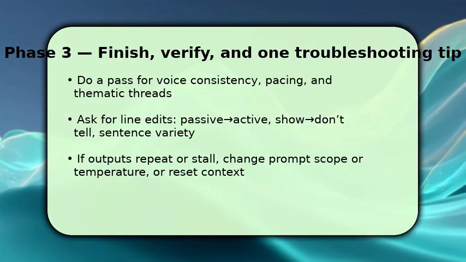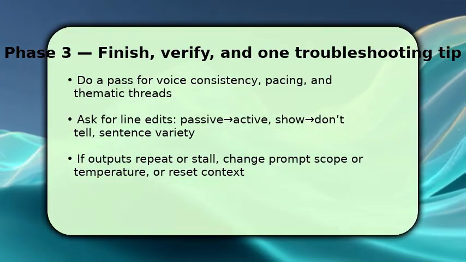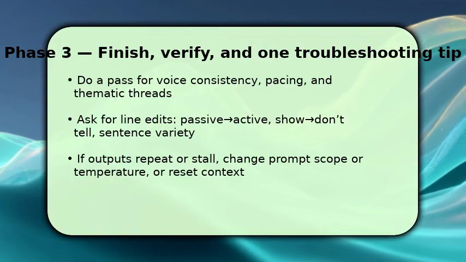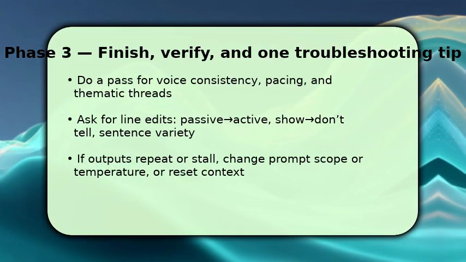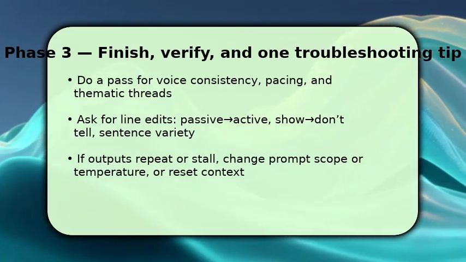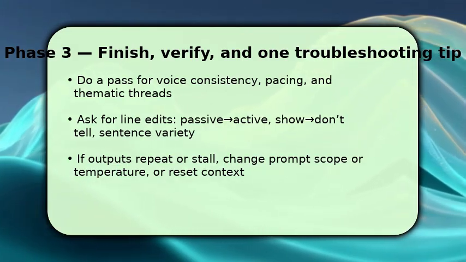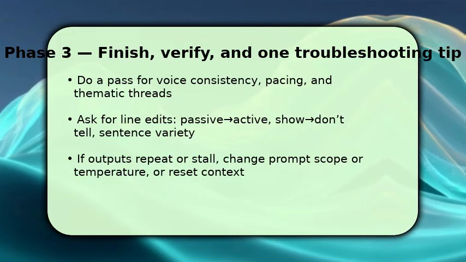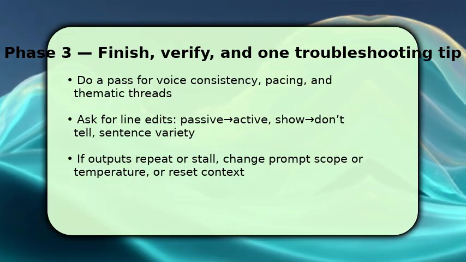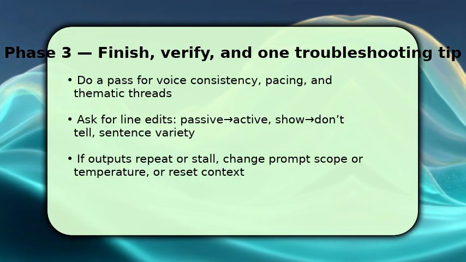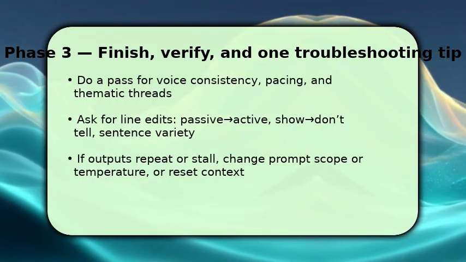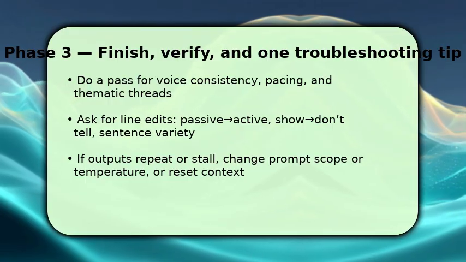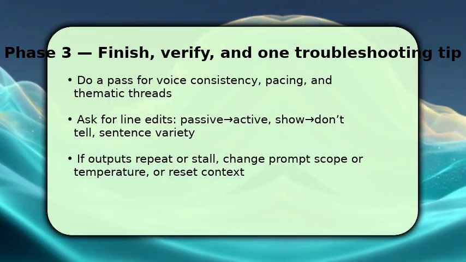You ask the AI for a voice consistency pass and targeted line edits, focusing on passive to active, showing instead of telling, and sentence variety. Once done, request a single paragraph synopsis and 3 alternative endings for options. If the AI repeats, stalls, or produces bland text, change scope, lower or raise temperature, or reset the conversation and paste the latest draft back in. That troubleshooting tip gets you unstuck fast.